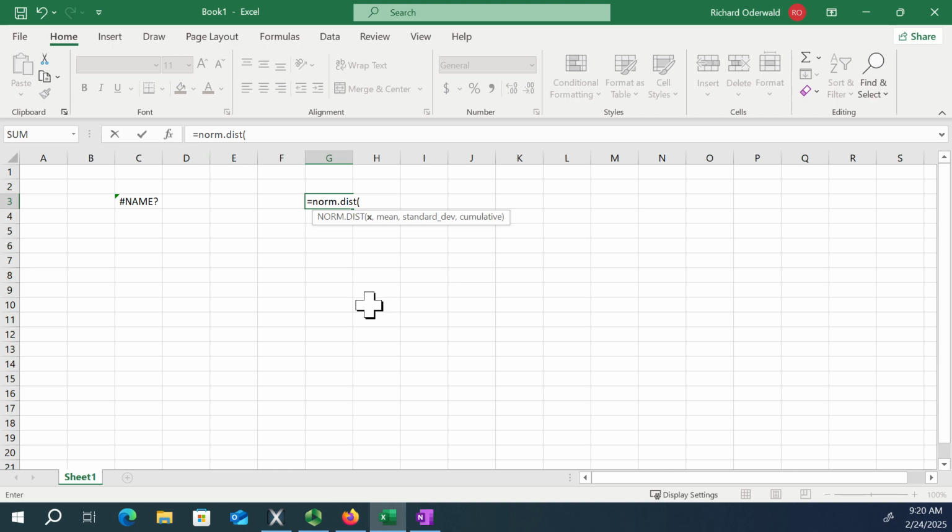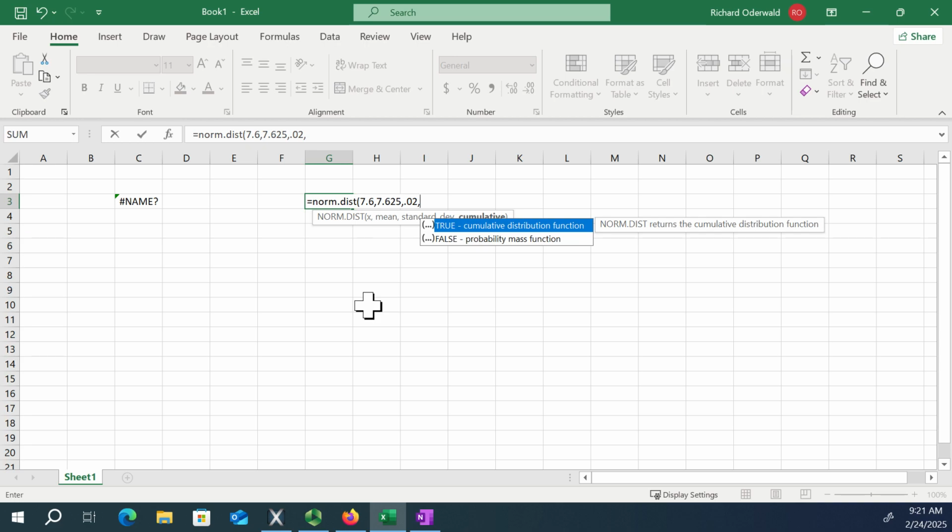And this always asks for the value. This is going to be 7.6, the mean, which is 7.625, and the standard deviation. So we've got 7.6, 7.625 is the mean. The standard deviation is 0.02. The next one is cumulative. In the binomial, this would be 3 or less.